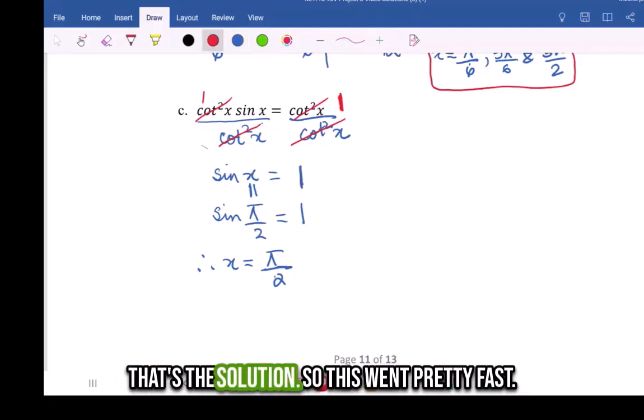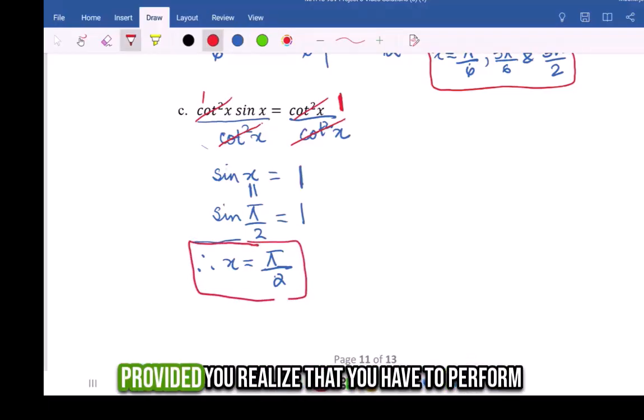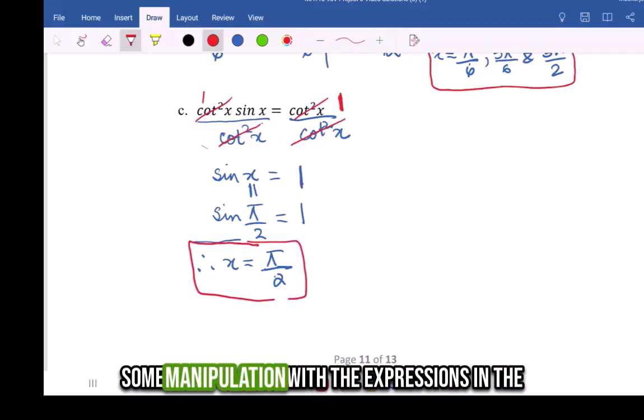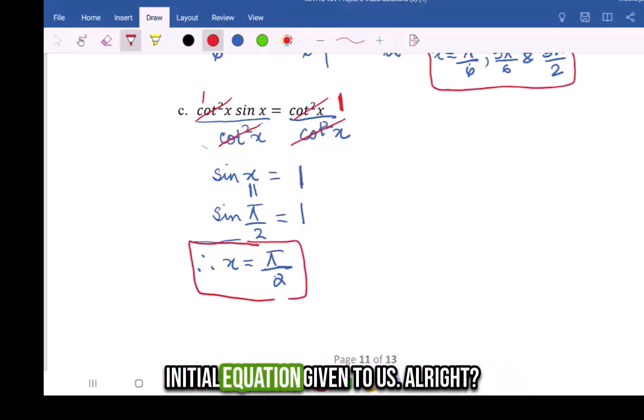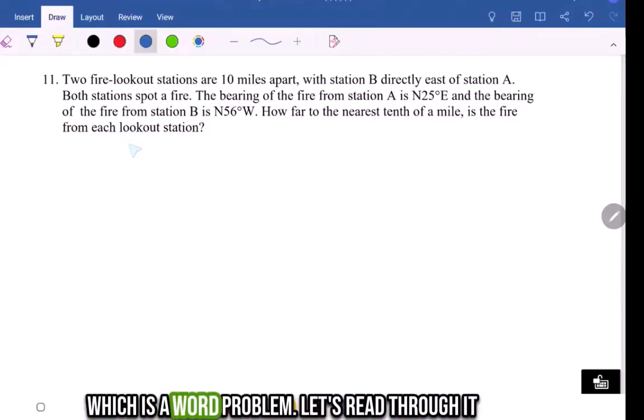And that's the solution. So this went pretty fast. This is a relatively easy problem to solve, provided you realize that you have to perform some manipulation with the expressions in the initial equation given to us. All right? We will now work on question number 11, which is a word problem.